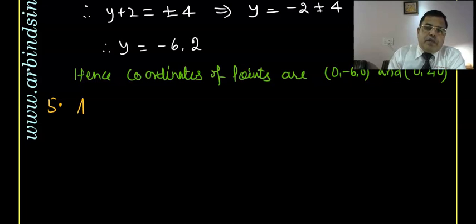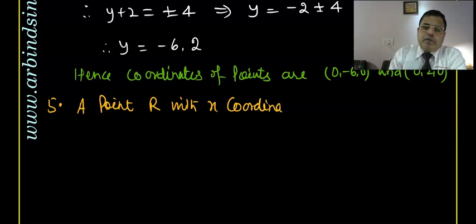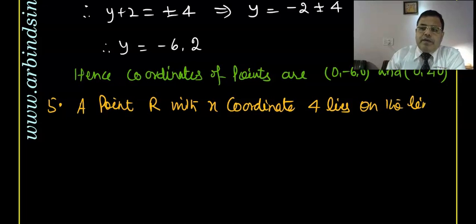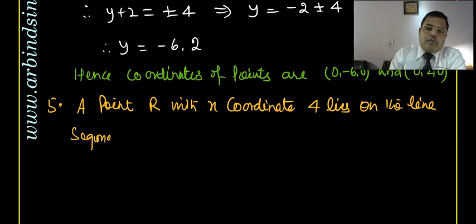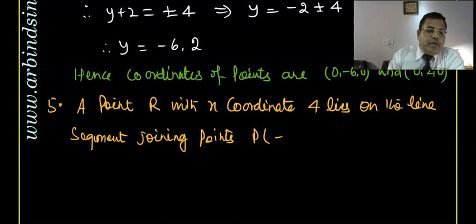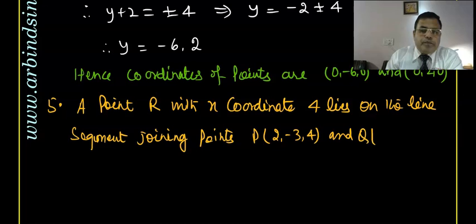Now the next question, that is question number 5, and the fifth question is given here. A point R with x coordinate 4 lies on the line segment joining the points P (2, -3, 4) and Q (8, 0, 10).